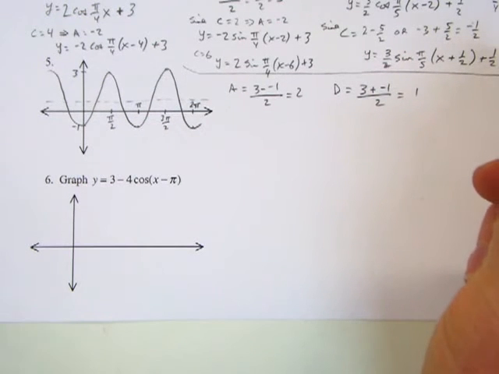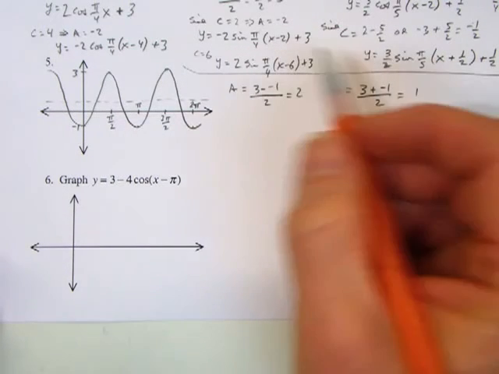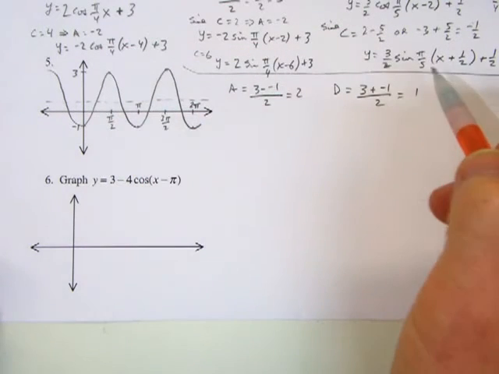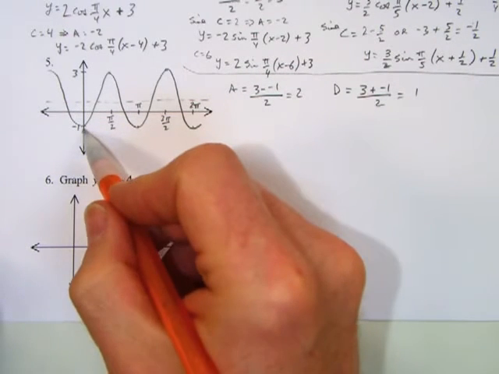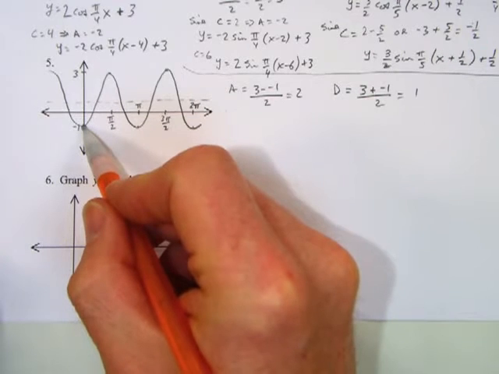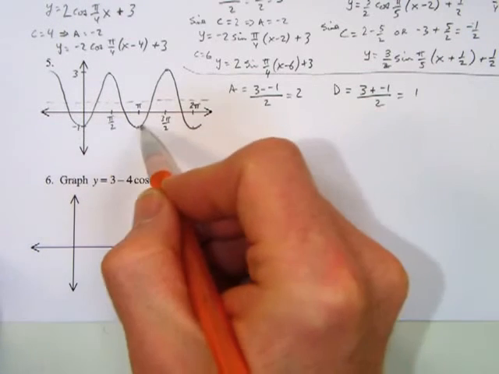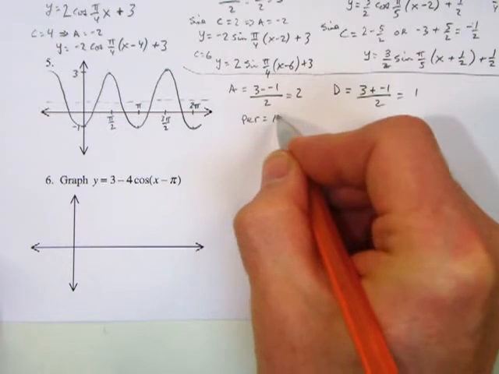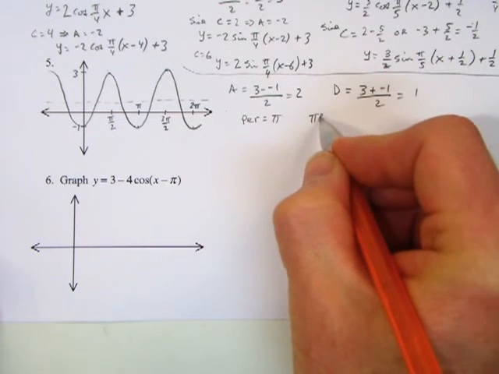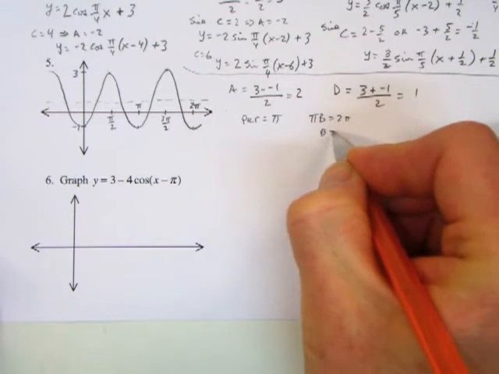Now, when we're looking at this one, it looks like we can treat it again however you want in terms of shifting. Oh, did I forget something? I forgot the period on this one. What is the period? The distance it takes to go from low to the low again, or the high to the high, is going to be pi. So the period is pi. So we have pi times b equals 2 pi. B is 2.